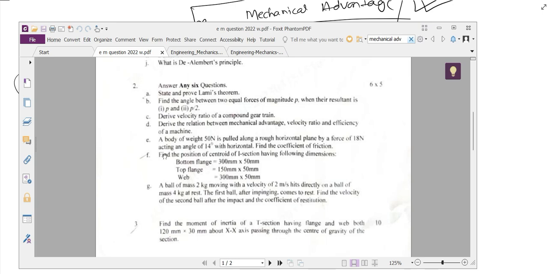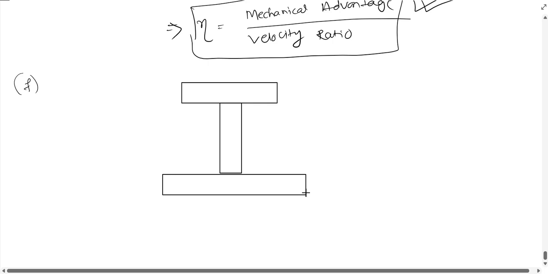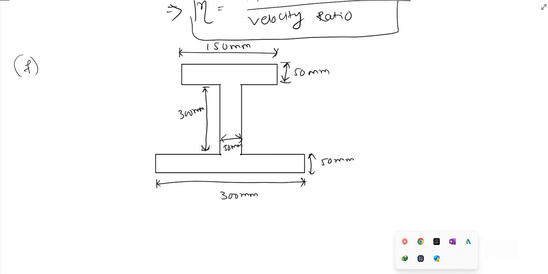Next question, question number F. Find the position of centroid of I section having following dimensions. Bottom flange is 300 mm into 50 mm. Top flange equal to 150 mm into 50 mm, and web equal to 300 mm into 50 mm. Let's draw the diagram. Suppose this one is the top flange, then suppose this one be the web, and this one be the bottom flange. So this is the I section as per the question.